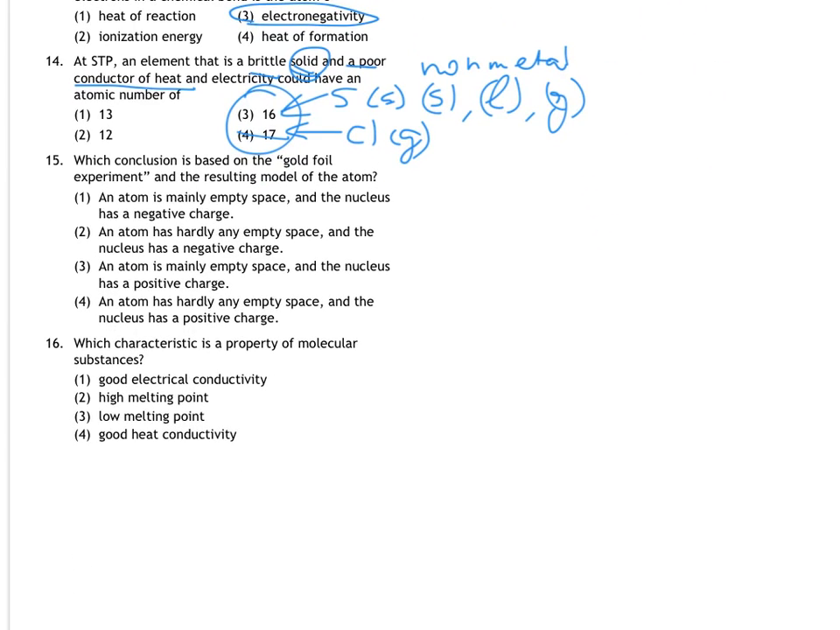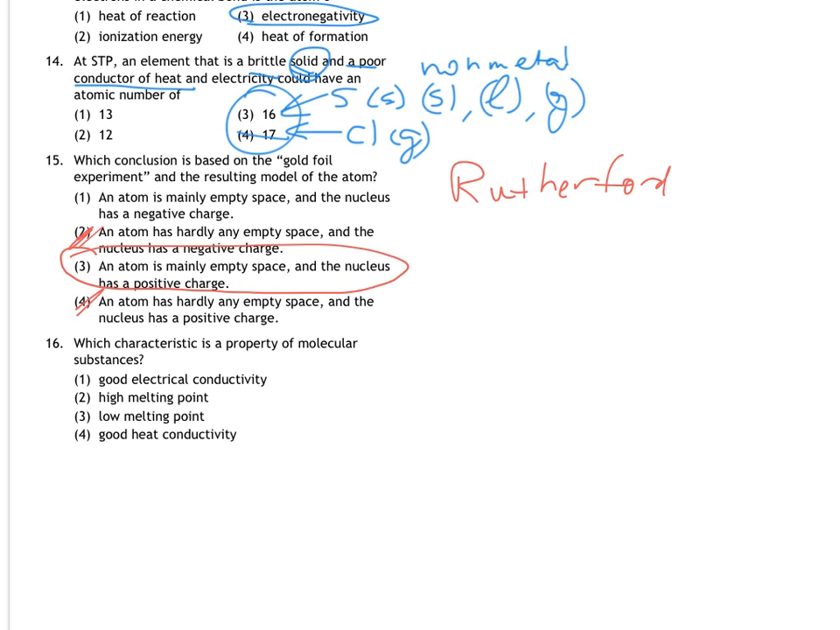15, which conclusion is based on the gold foil experiment? This is Rutherford. And he had several conclusions, but the main conclusion was that the atom is mostly empty space. So that's not 2, and it's not 4. The atom's mostly empty space, and that the nucleus is small, positive, and dense. So best answer here is 3.